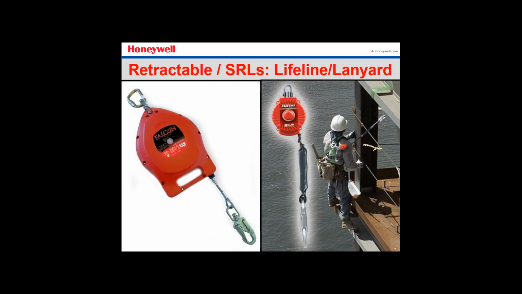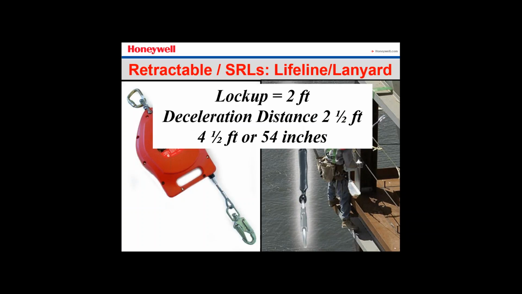The one on the right-hand side of the screen is what we call a personal fall limiter, PFL. It's a real small little 6-foot unit. The other one on the left-hand side is a longer unit, 30, 50, 65 footer, and you can get those in different lengths. So when you're dealing with an SRL, these are the requirements you need to keep in mind.